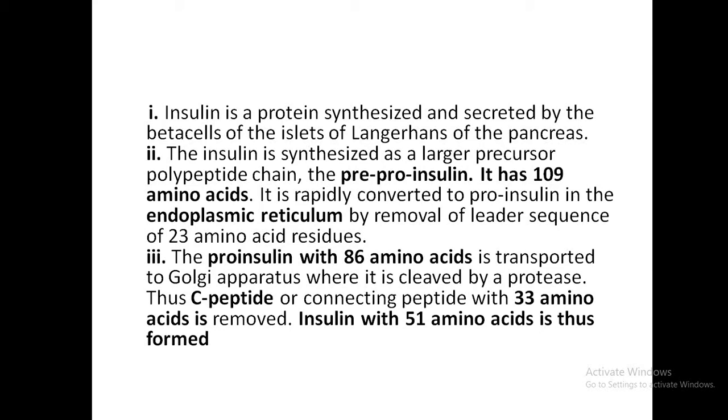In short, it is a protein synthesized and secreted by the beta cells of the islets of Langerhans. It's synthesized as a larger precursor polypeptide chain called preproinsulin, which has 109 amino acids, rapidly converted to proinsulin in the ER by removal of 23 amino acids. The proinsulin has 86 amino acids, and it is transported to the Golgi apparatus, where it is cleaved by a protease. The C peptide with 33 amino acids is removed, and insulin with 51 amino acids is thus formed.